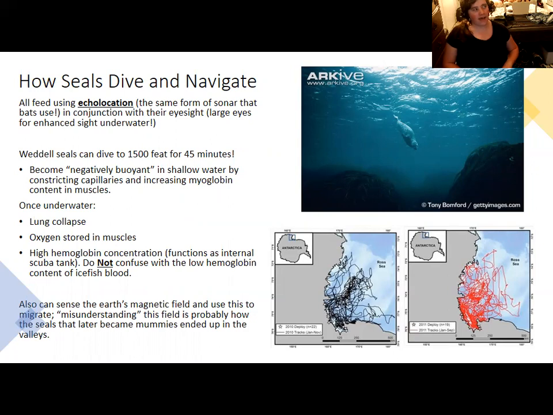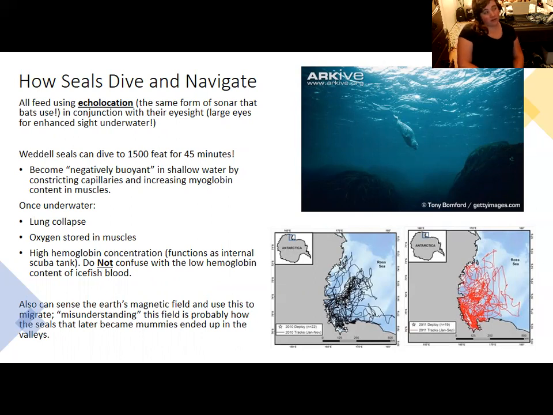So it's kind of interesting how seals have evolved to be kind of like natural submarines. They can toy with their own buoyancy the way that we do with submarines. And once they're underwater, their lungs collapse and they store oxygen in their muscles. One really interesting thing about seal blood is that they've evolved, especially with Antarctic seals, to have very high hemoglobin concentration. And that helps them store a lot of oxygen in their blood. It helps their bloodstream basically be a scuba tank for them.